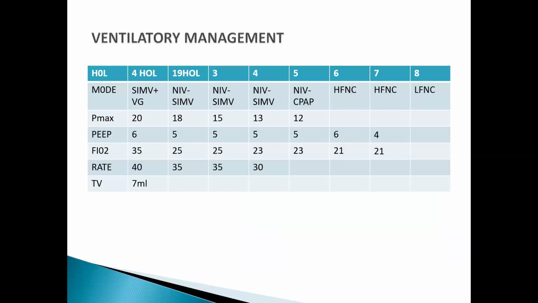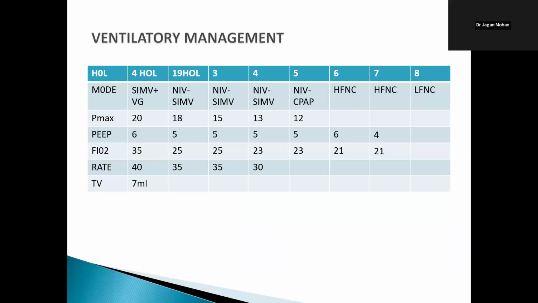Coming to the ventilator management, up to 4 hours of life the CPAP mode was started. After that, due to increased respiratory distress, the baby was connected to the ventilator with SIMV and volume guarantee mode with a Pmax of 20 and PEEP of 6, FiO2 35 and rate of 40, with a tidal volume of 5 ml per kg, that is 7 ml.